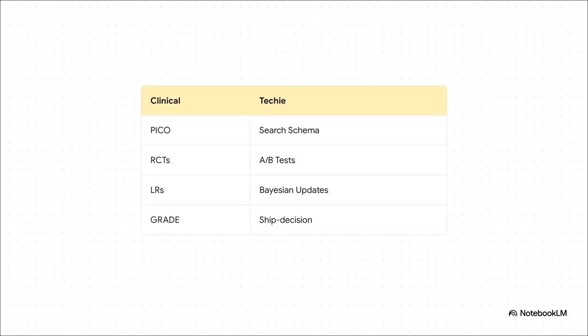What about randomized controlled trials? Well, those use the exact same logic as A/B tests in software and marketing. Likelihood ratios? Those are simply Bayesian updates, adjusting probabilities based on new incoming evidence. And clinical practice guidelines built on the GRADE system? That is the medical equivalent of weighing test coverage versus a ship decision in software deployment. It brilliantly illustrates that clinical research uses the exact same logic as engineering frameworks.